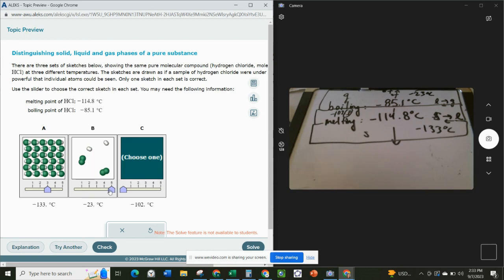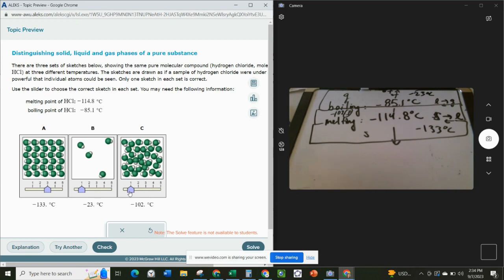And this one is also not HCl. This is chlorine bonded to itself and hydrogen bonded to itself. So the best option here was this one. This is a gas because negative 23 is above the boiling point. Okay, and then the last one, we're looking for a liquid.